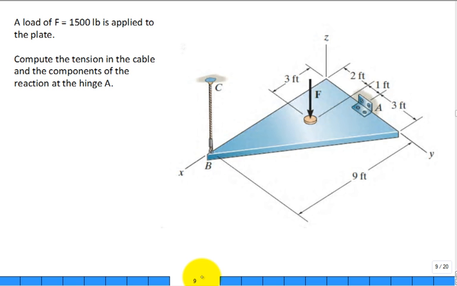Here's another problem. We have a plate. It's a triangular shaped plate. It has a load of 1,500 pounds. So this force right here is 1,500 pounds. It's applied 3 foot out, 2 foot out, if that's marked point in the plate, triangular plate. What type of constraints are there to hold that plate in place? What do we call this? A rope. And the rope is in tension. Okay. And then what do we call this? What does that look like at A? It's a hinge.